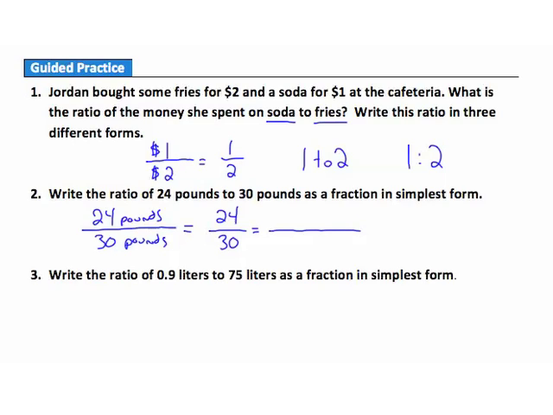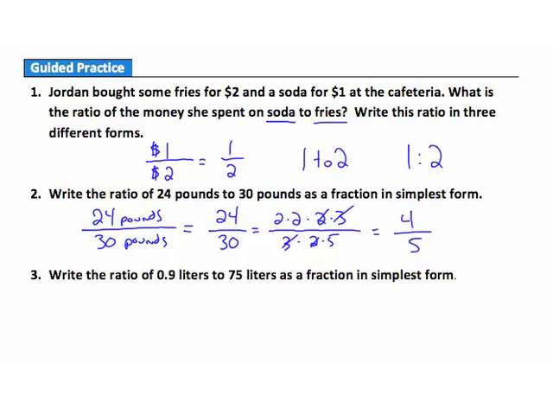So with 24, I'm thinking 4 times 6. There's 4. There's 6. With 30, I'm thinking 3 times 10. There's 3. There's 10. Now let's look for common factors. Looks like a common factor of 3 and a common factor of 2. So we're going to get the final simplified ratio 4 to 5.